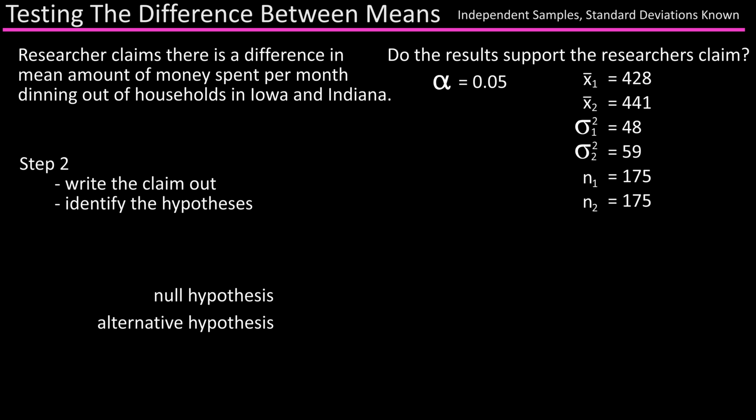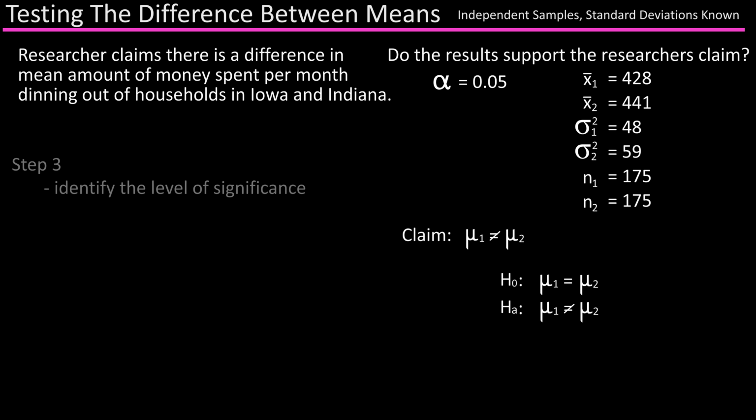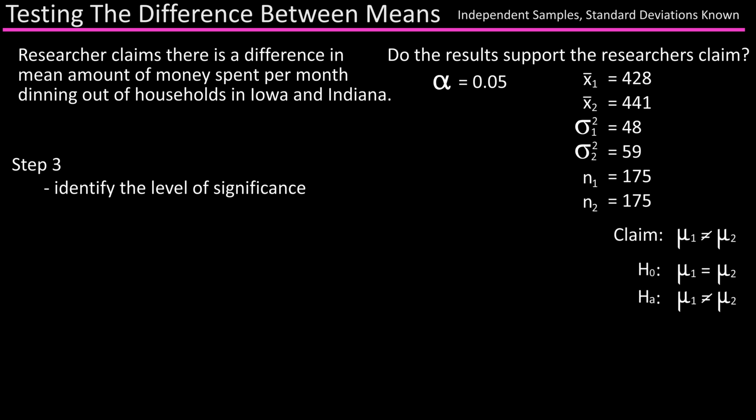Step 2 is to write out the claim and identify the null and alternative hypotheses. The claim is that there is a difference between the population means from Iowa and Indiana. So mu 1 does not equal mu 2. And we know the alternative hypothesis contains a statement of inequality, so H sub A is mu 1 does not equal mu 2. The null hypothesis is the complement of the alternative hypothesis and contains a statement of equality, so H sub 0 is mu 1 is equal to mu 2. Step 3 is to identify the level of significance, which was given as alpha equals 0.05.